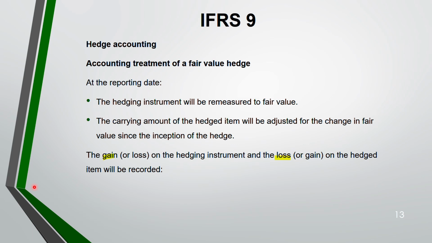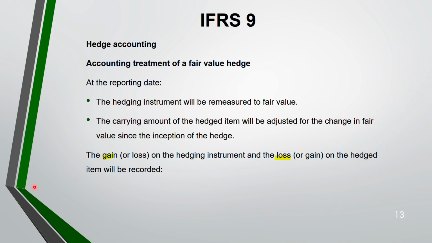So if you are having a gain in a hedging instrument, you should have a loss in a hedged item. You can't have gain in both areas, nor can you have loss in both. Otherwise, hedge accounting will not work. There is no purpose for you to hedge your risk. You are hedging it so that the loss in the hedged item will be offset by the gain in the hedging instrument. That's the whole purpose.